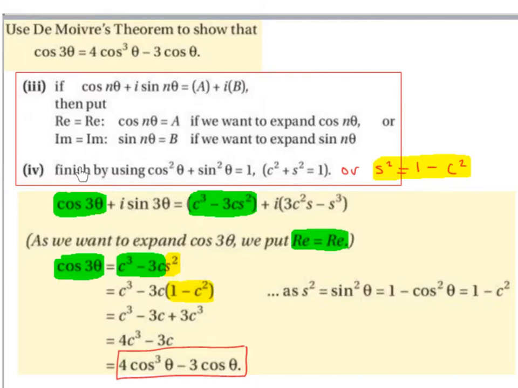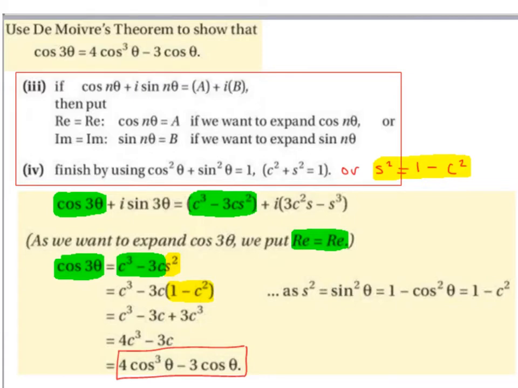Step 4. Finish by using cos squared theta plus sin squared theta is equal to 1, which is, in short, c squared plus s squared equals 1. Or we can rearrange this to get the s squared on its own. We have s squared equals 1 minus c squared. So we're going to do that. We're going to get the s squared on its own. We could have got the c squared on its own, but we want the s squared on its own because we have an s squared here.